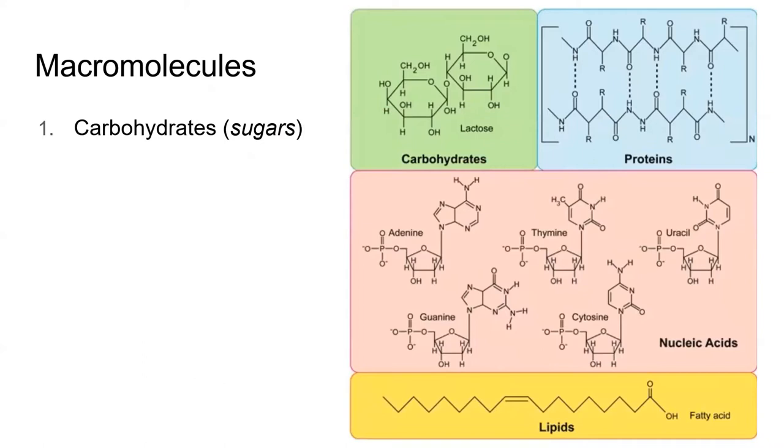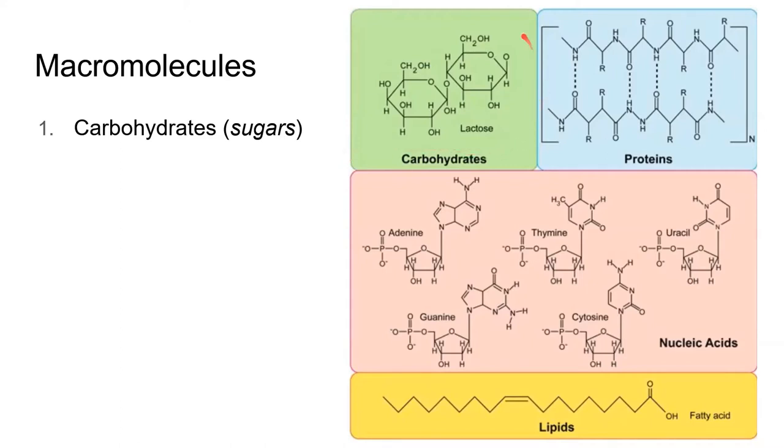For carbohydrates, the monomer is called a monosaccharide. A monosaccharide is just a single sugar. That could be glucose, galactose, or other sugars. A polymer is just a chain of sugars. For instance, you could have a chain of sugars forming cellulose, which is the major component of plant cell walls, or starch, which is the major component in potatoes.